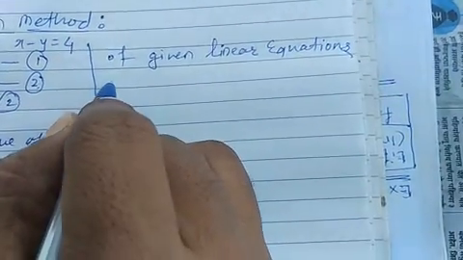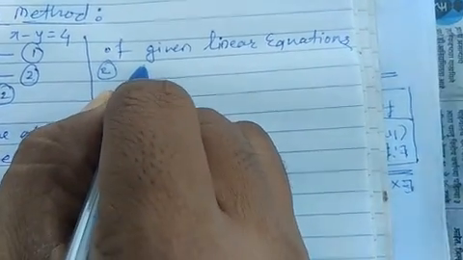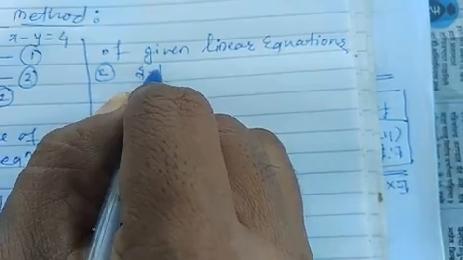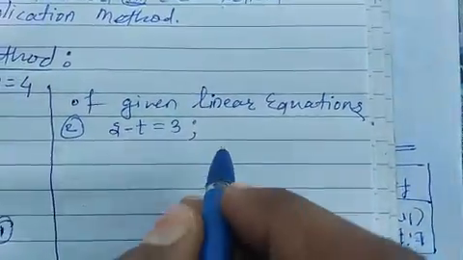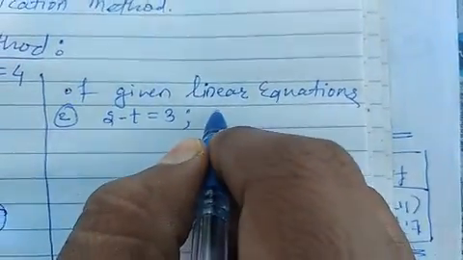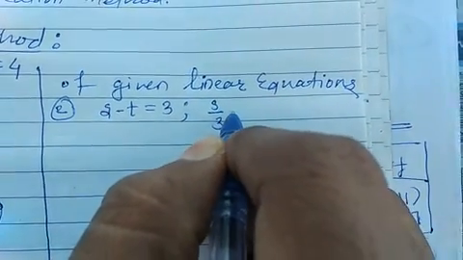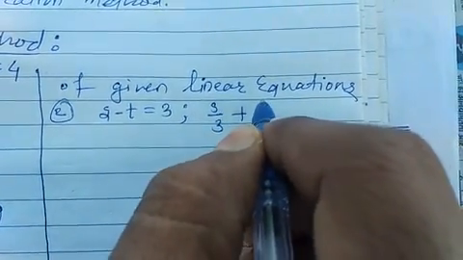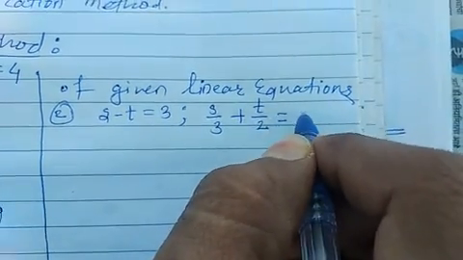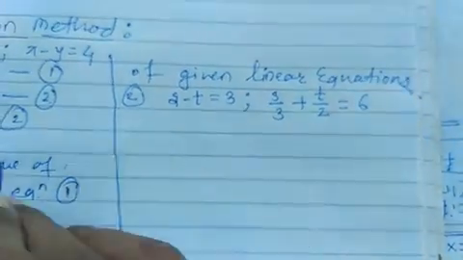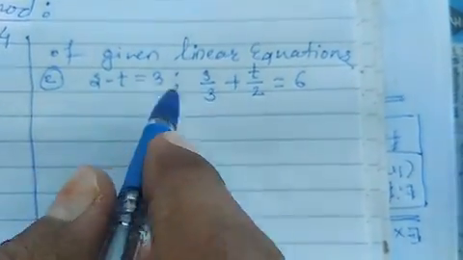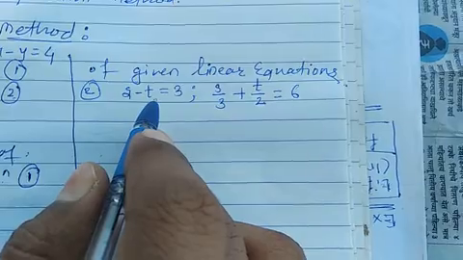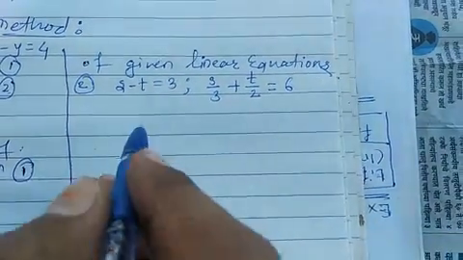Here I will take again one of the examples, and what is that example? s minus t equal to 3 is one equation, and s upon 3 plus t upon 2 is equal to 6. This is the second equation. So here now if we see both the equations, the first equation is a simple one. This we can convert easily in any one of the variables.